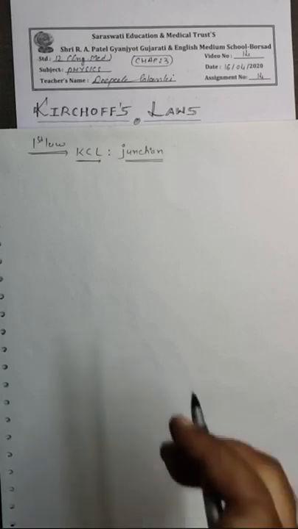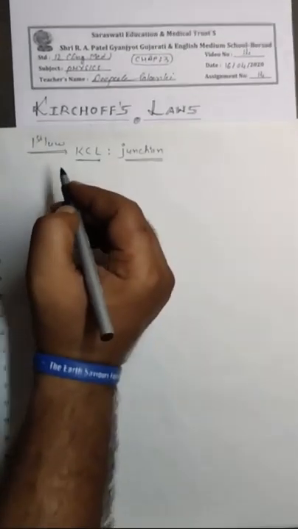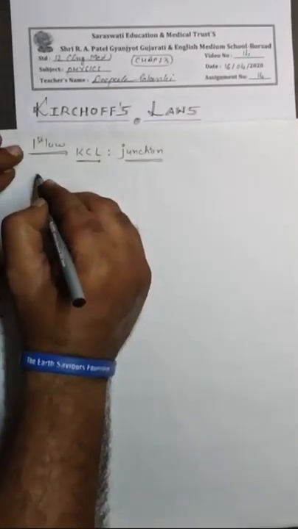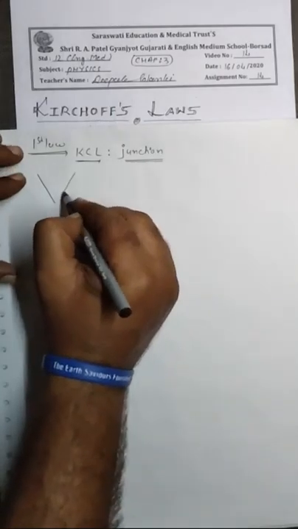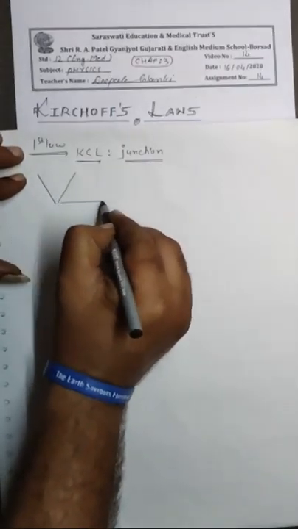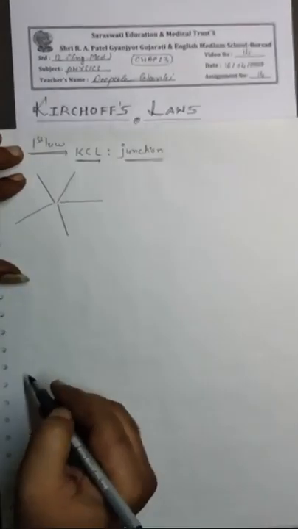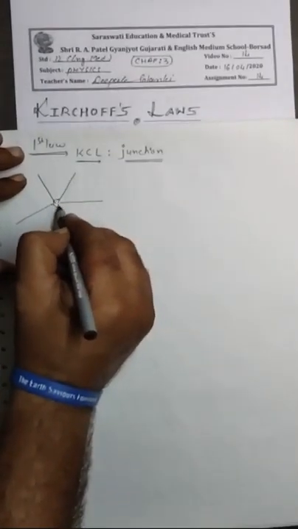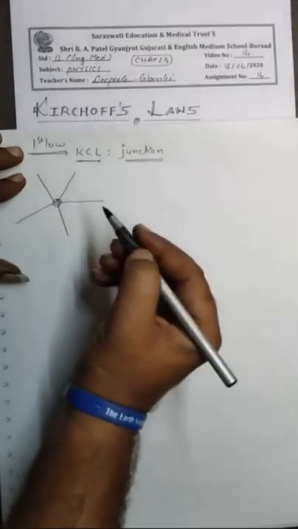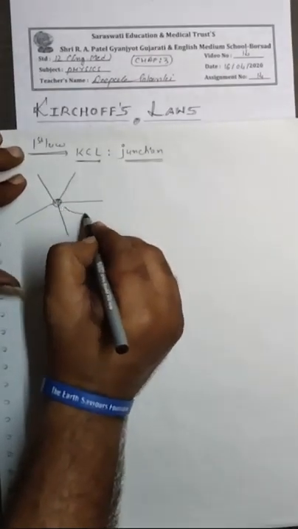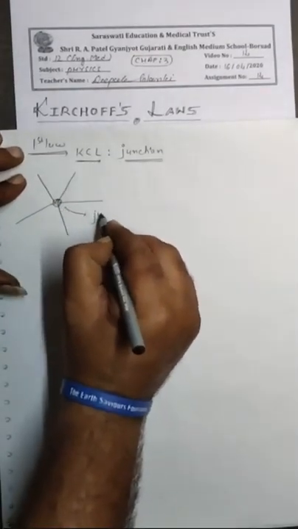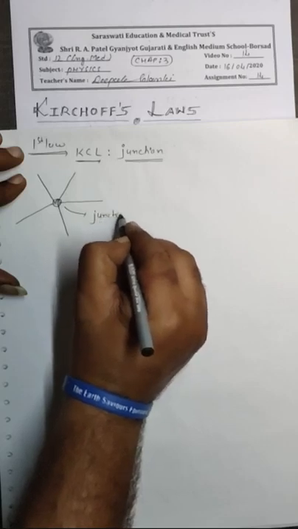Let us consider a small part of a network where 5 wires meet like this. Say wire number 1, 2, 3, 4 and 5. Here at this point all the wires meet. This is known as a junction.